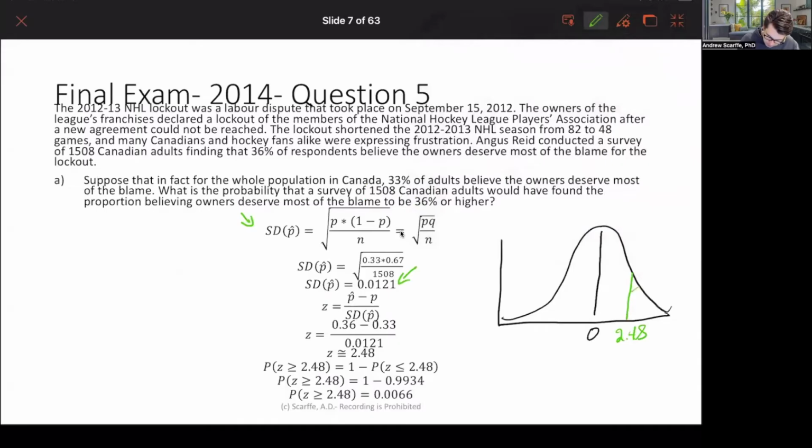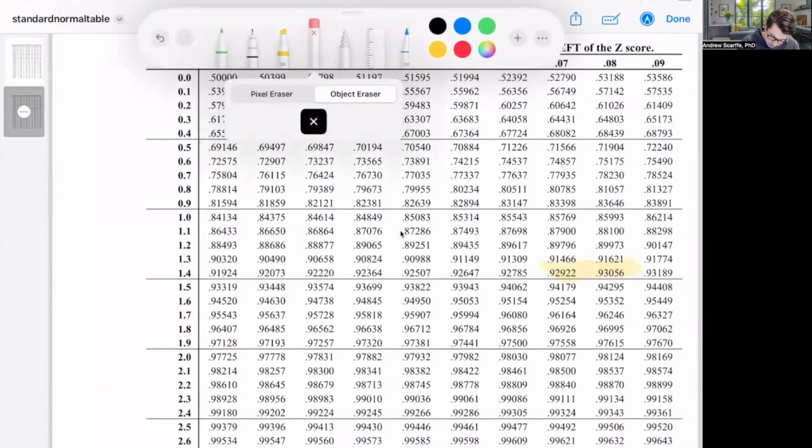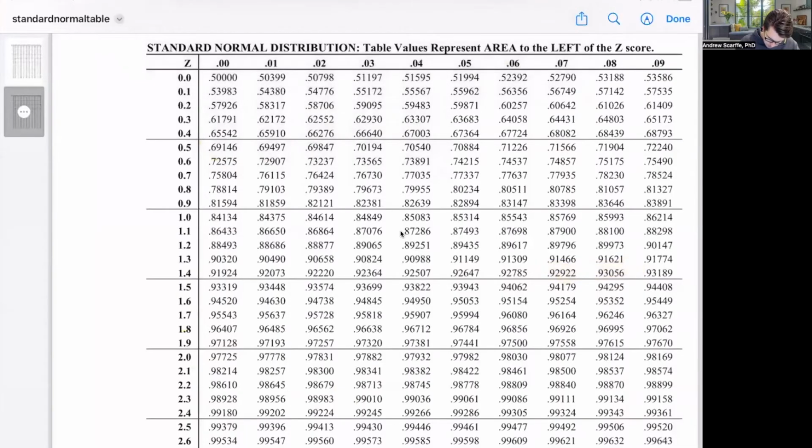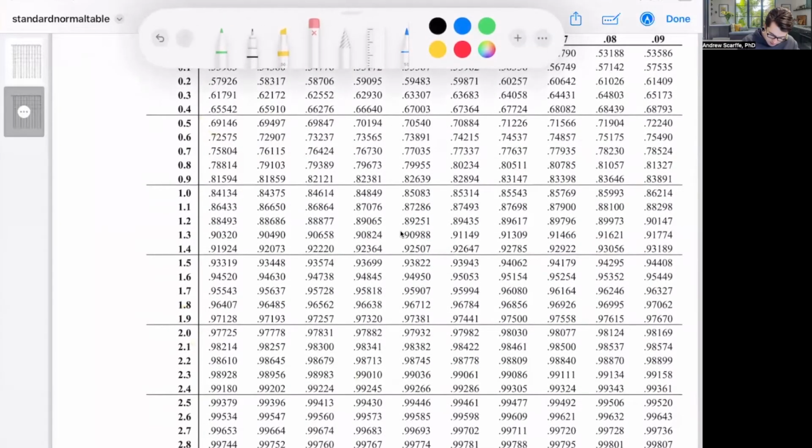And again, we're looking for the area to the right. So to that extent, we would then go and look this value up in our Z table. So 2.48 is what we're looking for. So 2.48 is right here.